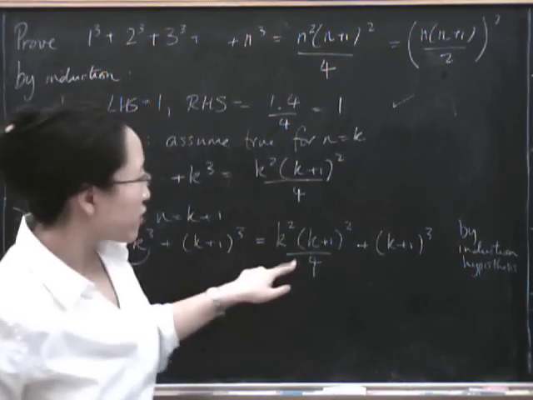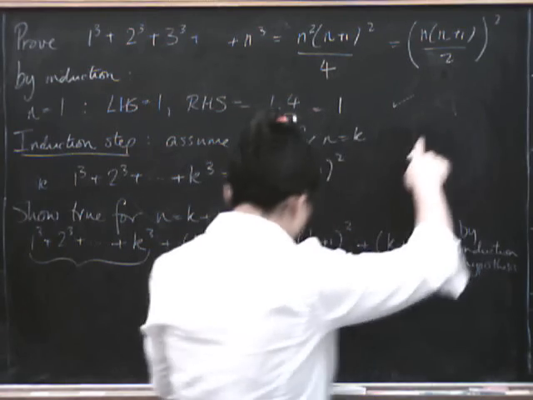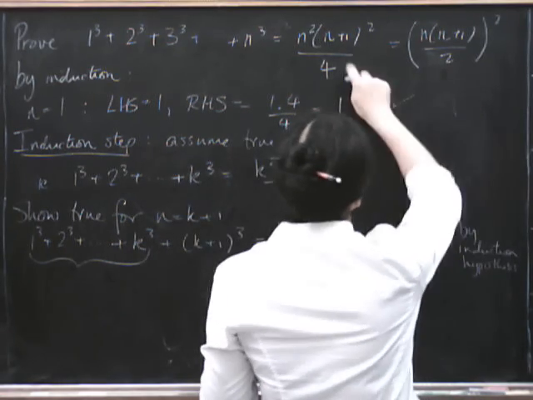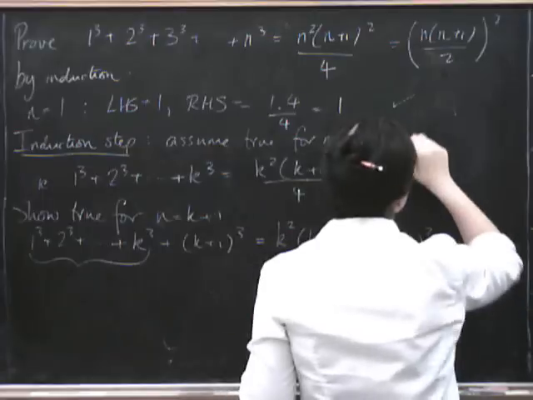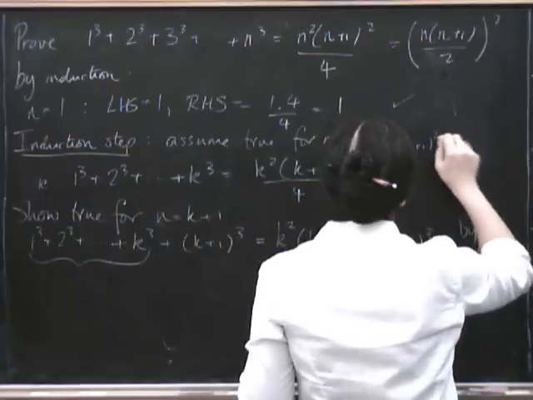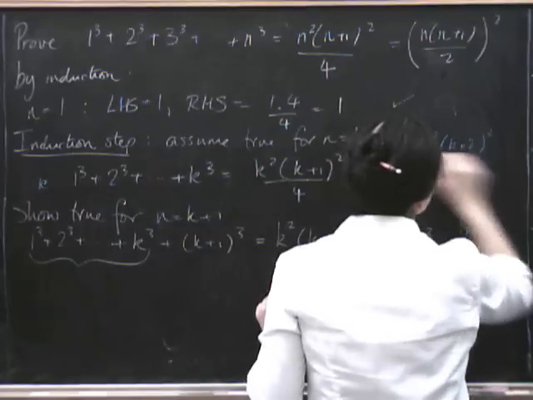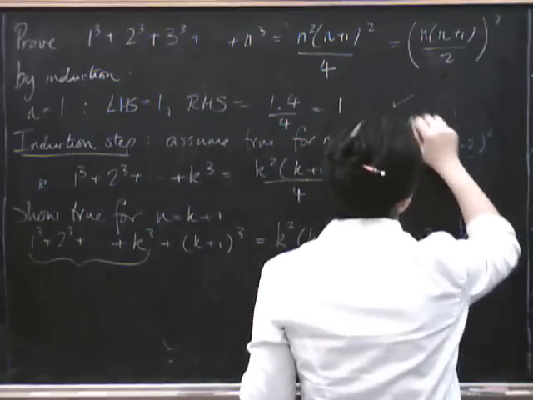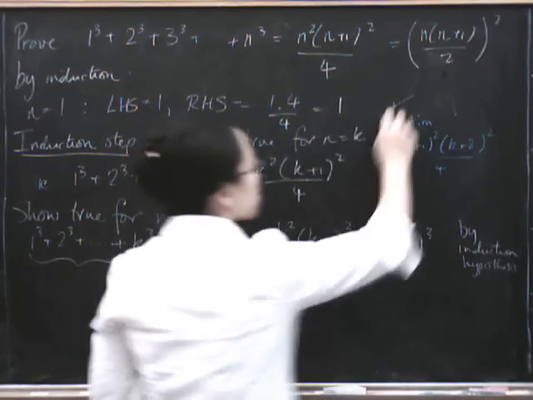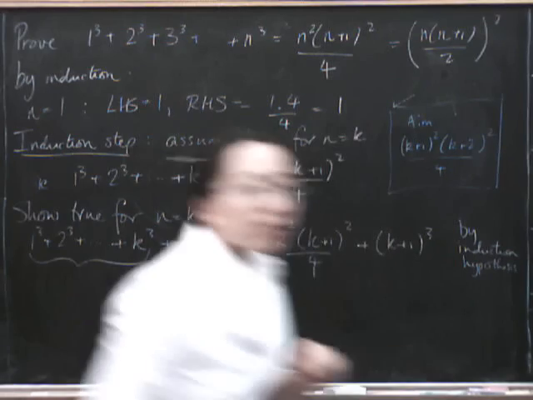Okay, so this is where we've got to. Should we just write down over here somewhere what it is that we're trying to get? I'll put this in blue. We're trying to get this expression for n equals k plus 1. So we're trying to get (k plus 1) squared multiplied by (k plus 2) squared divided by 4. That's the aim for now. Put that in a blue box, hopefully you can see that.